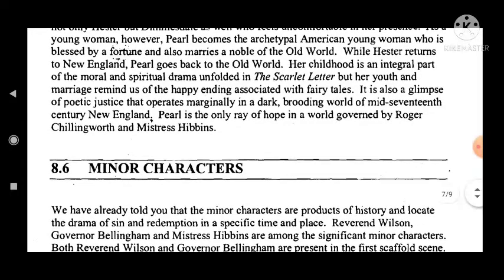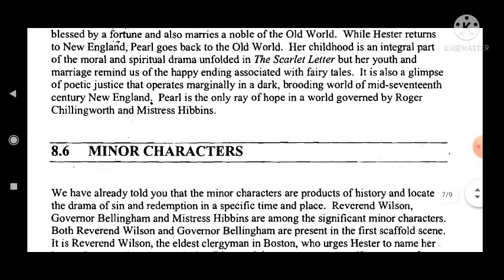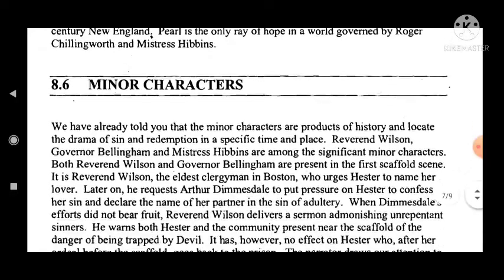Her childhood is an integral part of the moral and spiritual drama unfolded in The Scarlet Letter, but her youth and marriage remind us of the happy ending associated with fairy tales. It is also a glimpse of poetic justice and operates marginally in the dark, brooding world of mid-17th century New England. Pearl is the only ray of hope in the world governed by Roger Chillingworth and Mistress Hibbins.